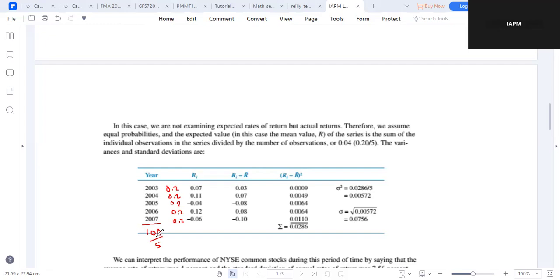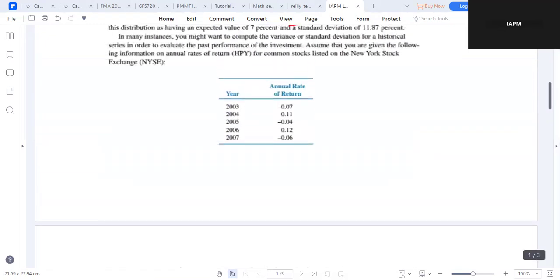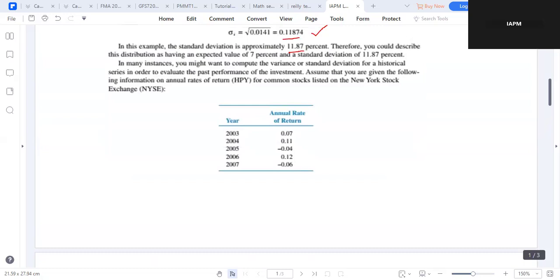So we assume that there's equal probability, and the expected value, which is our R, should be the sum of the individual observations in that case. Okay. So this is our original question here. The annual returns are 7%, and so on.